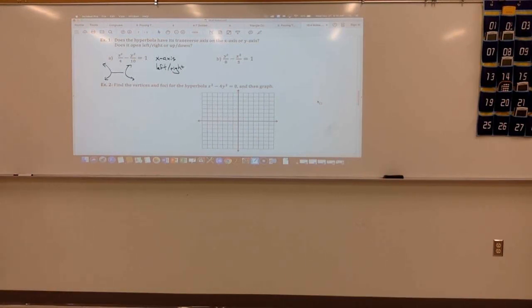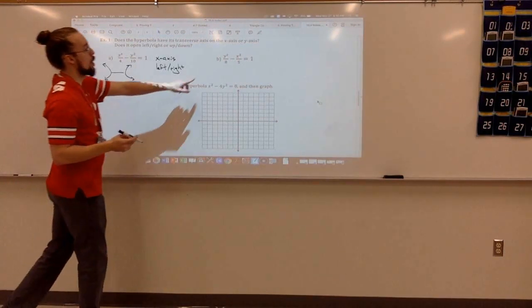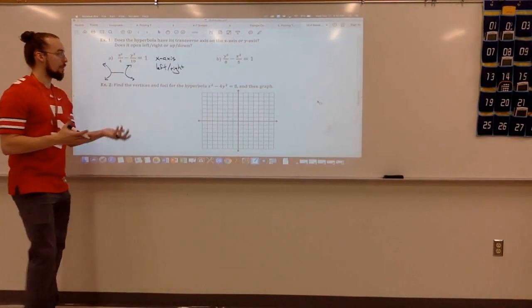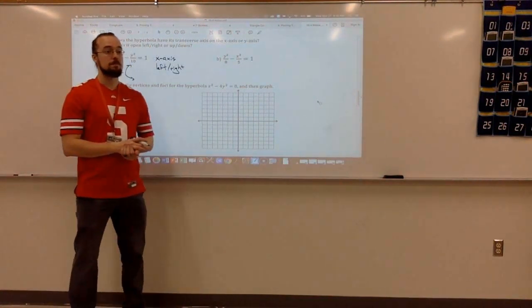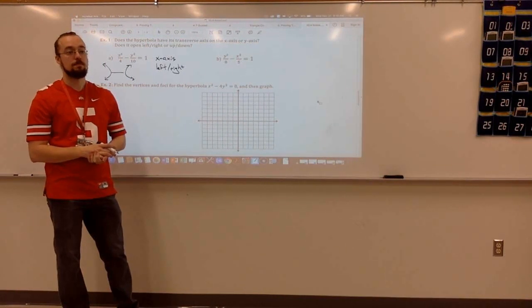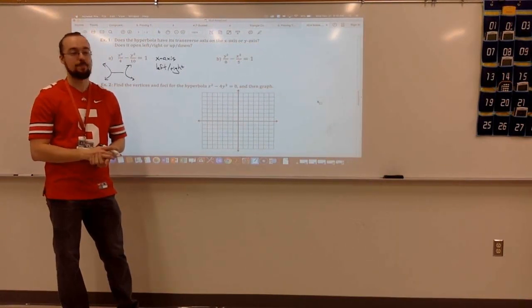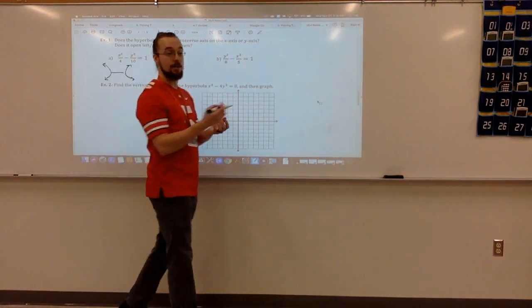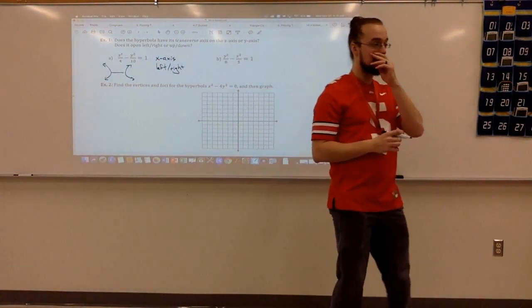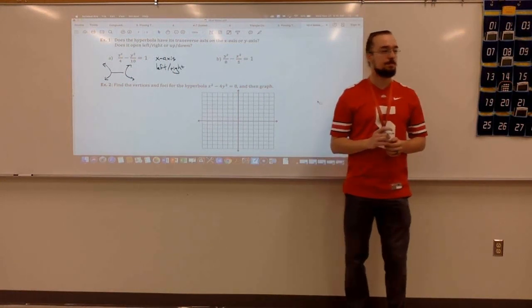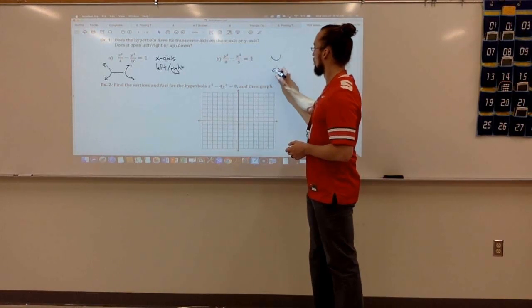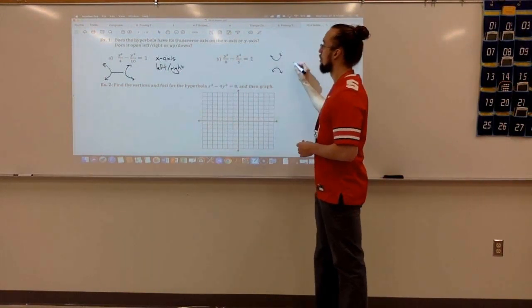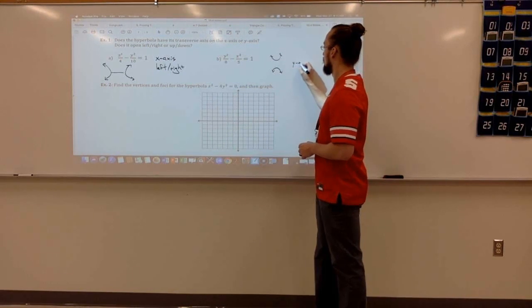First, does it open left and right or up and down? Up and down, because y is positive. And then the transverse axis would be on the y-axis. It always connects the vertices, right? So this one would open up and down, so this axis would be on the y-axis.